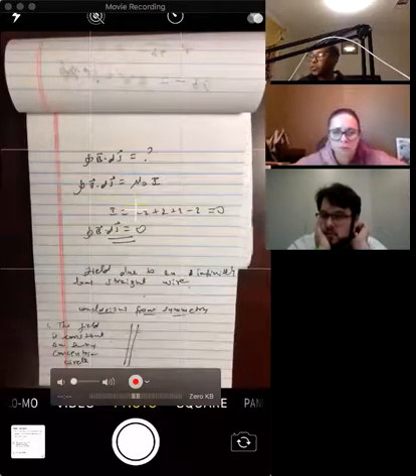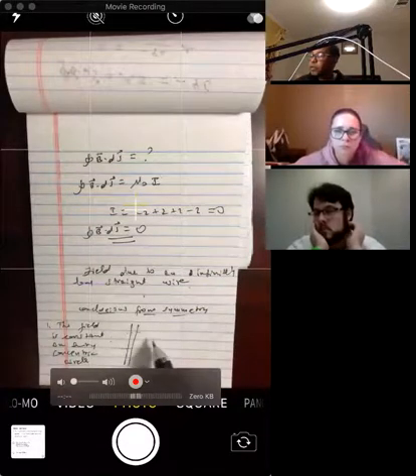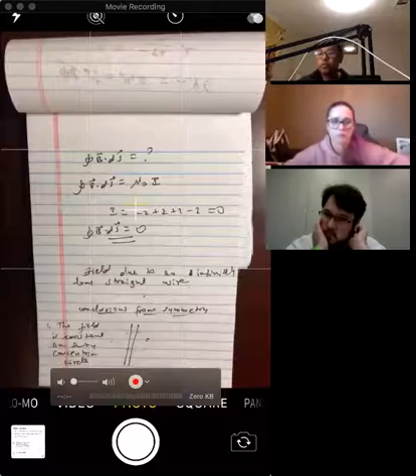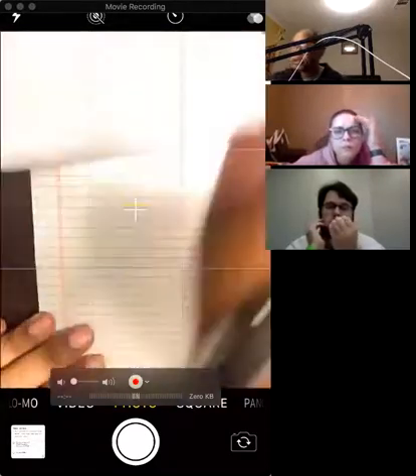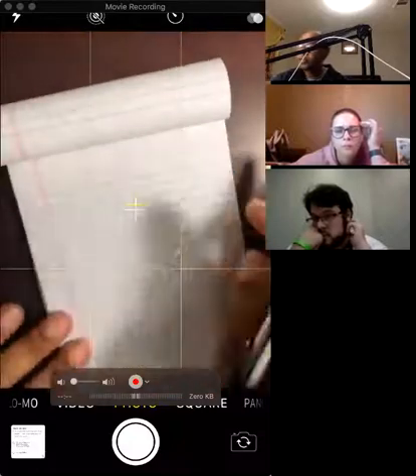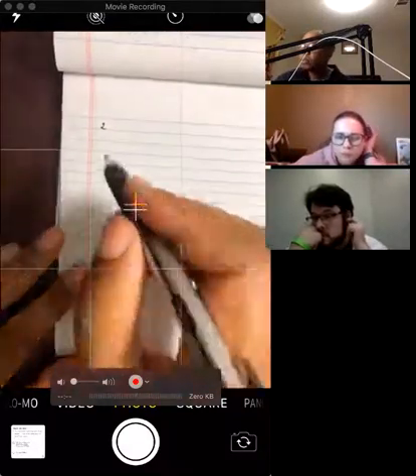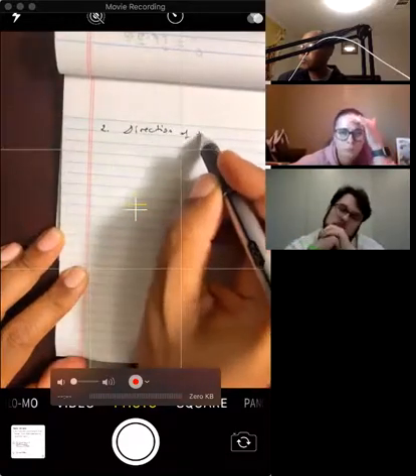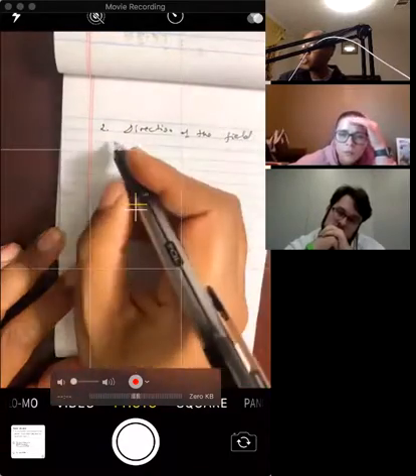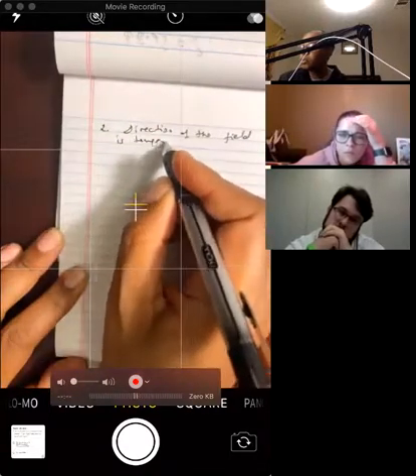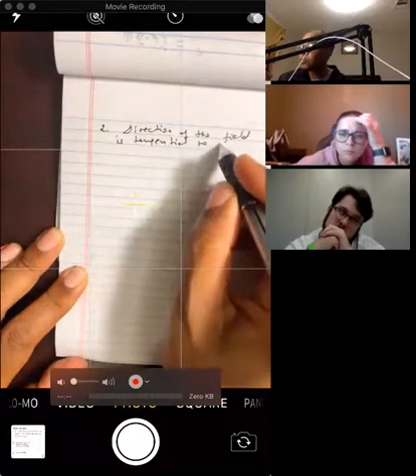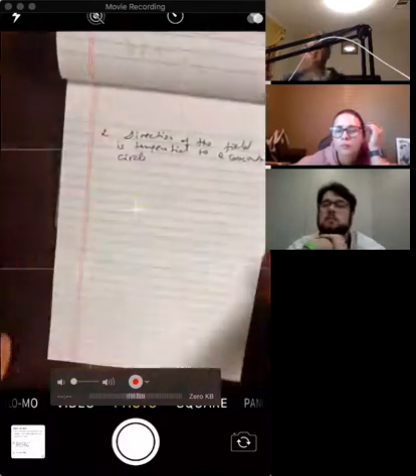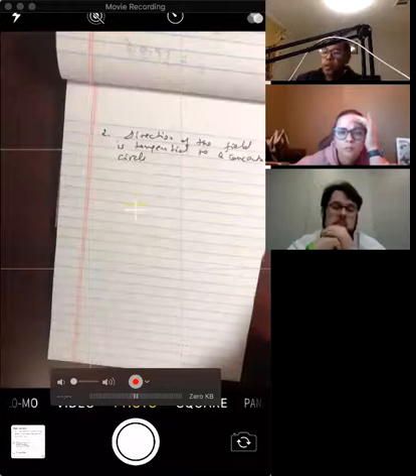And the other one is about direction. From symmetry, we can conclude that the direction of the magnetic field is tangential to a concentric circle. So the second conclusion from symmetry is that the direction of the field is tangential to a concentric circle. We're going to use these two conclusions from symmetry to obtain the magnetic field.